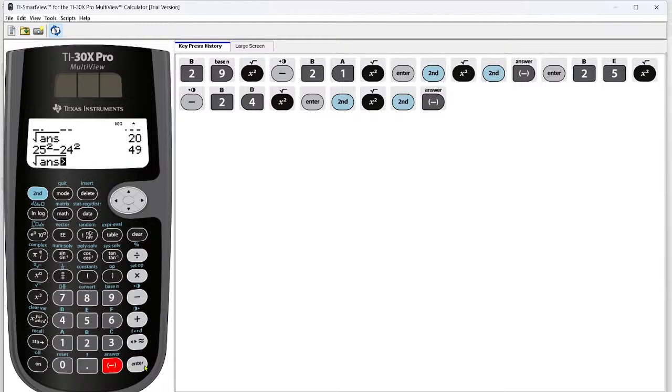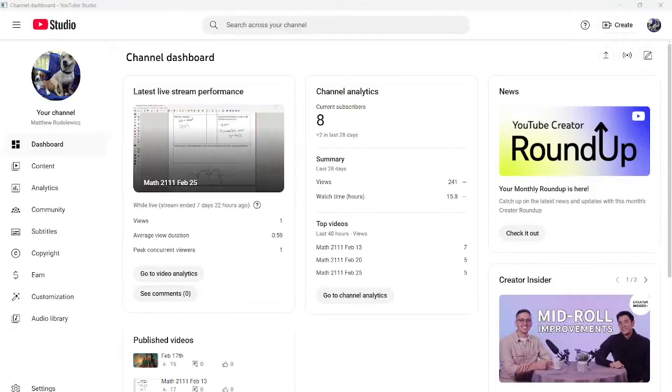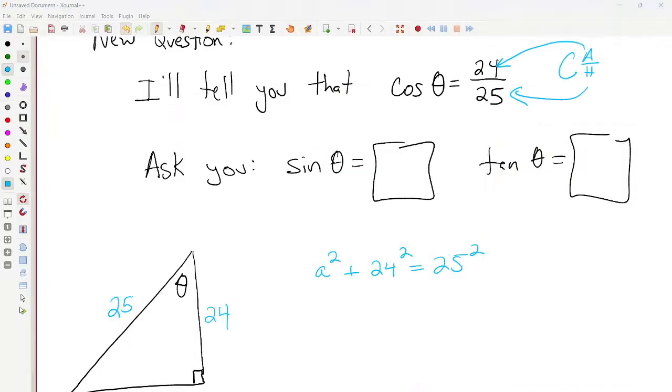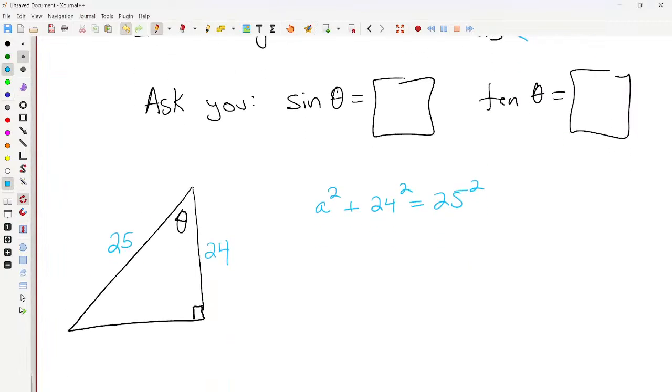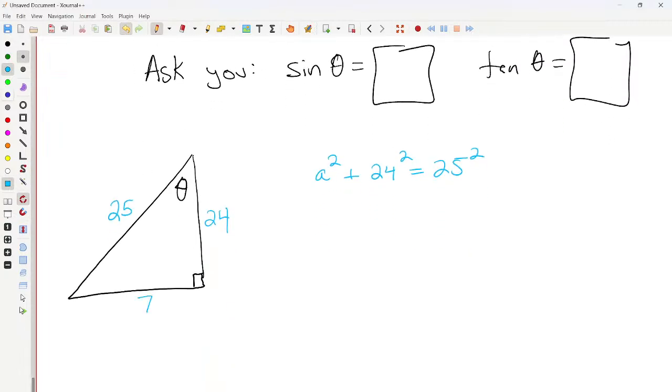I don't think I need a calculator for that, but for those who are going to watch this video later and you're freaked out on a test, take the square root there. You get 7. So I found that missing side. And now, what is the sine of theta? 7/25. And what is the tangent of theta? Opposite over adjacent. Yep, very good.